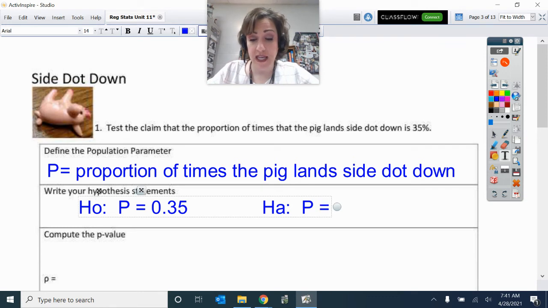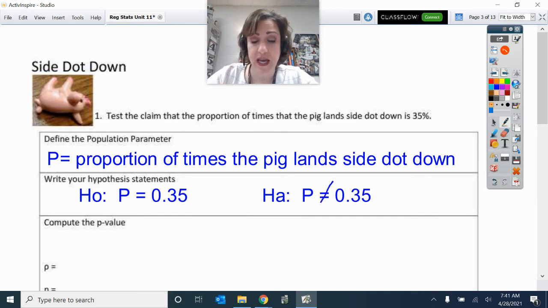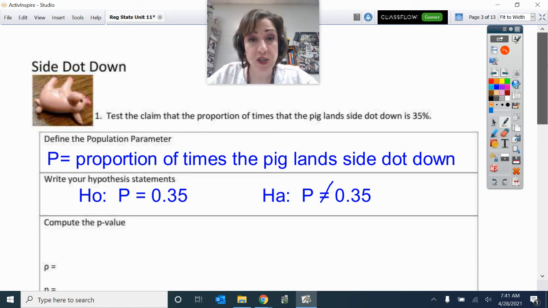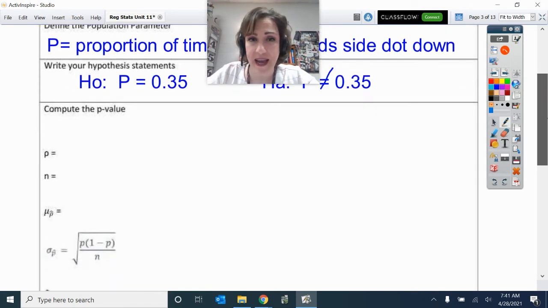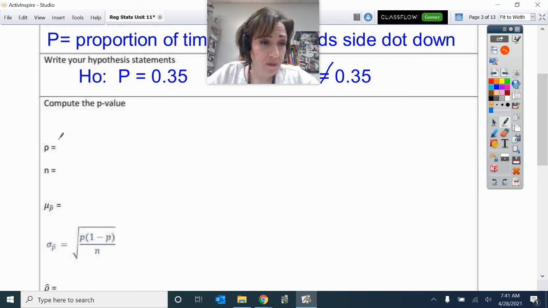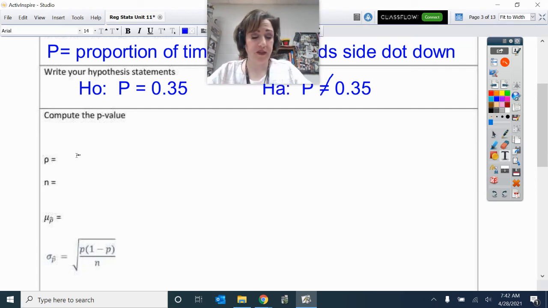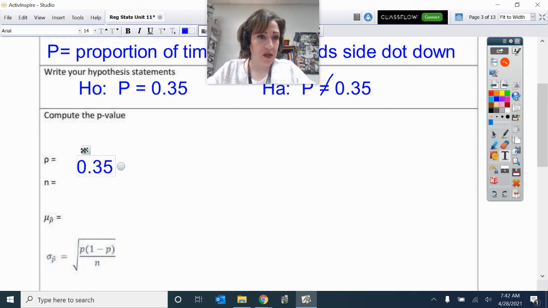Now, here we have HA colon P is, now I don't know which way it's going to be, so I'm going to do not equal to, so I need to come on over here and put a little slash through that, not equal to 0.35, which we'll address in class doing a two-tailed p-value, but you know how to do a one-tailed p-value, and so we'll have that happen. So here, look at our p-value. So we know then that we have the 0.35. Okay, which means, of course, that the center of all the samples will be centered around 0.35.